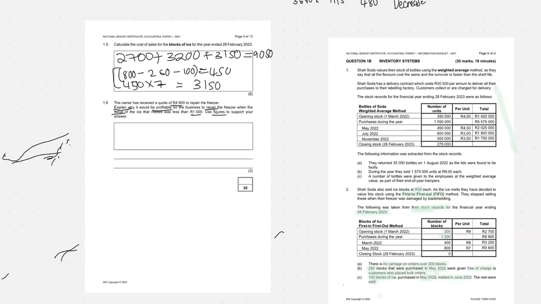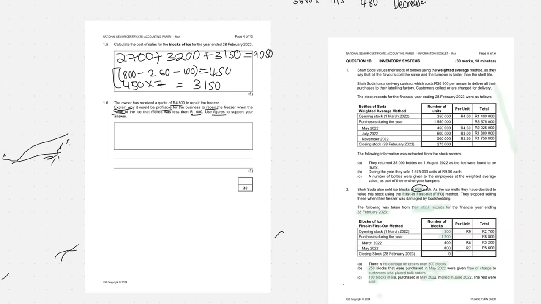Now let's go back here. They said Shah Solder also sells the ice blocks at 30 Rand each. So that's the selling price they're selling it at. So what you need to determine with this type of question is that if you don't repair the freezer, that means you won't be selling ice anymore, right?